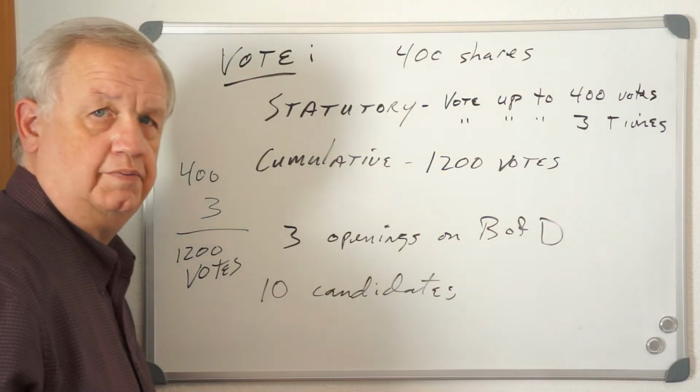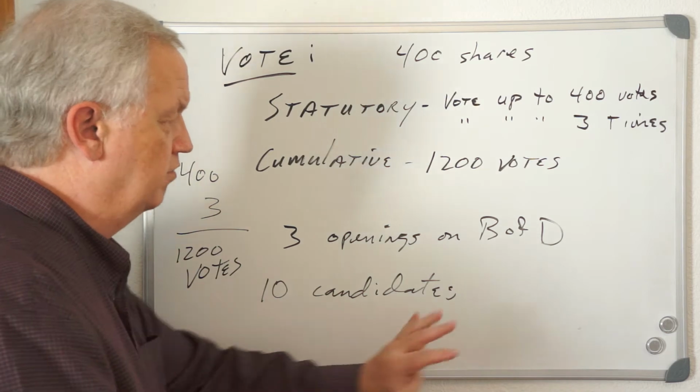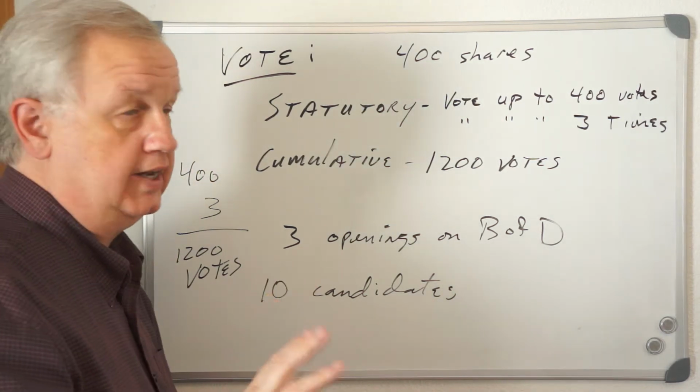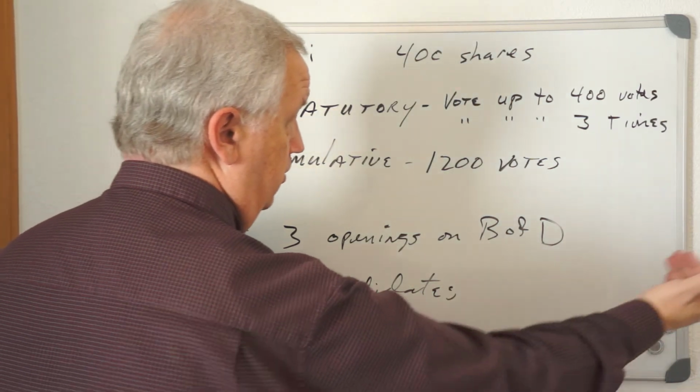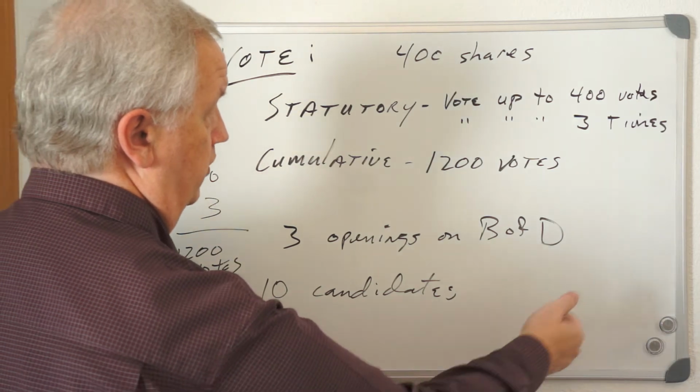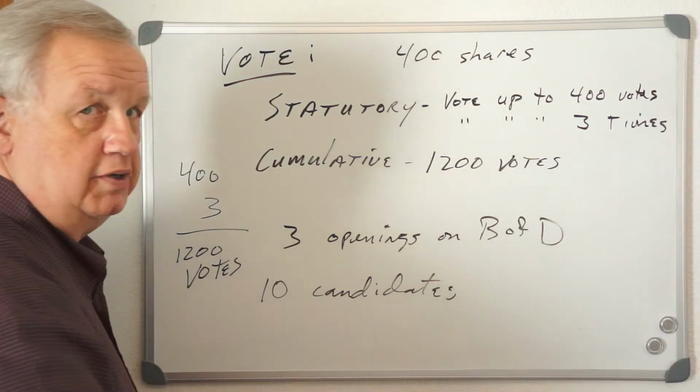Any way you want. You want it all for one candidate? That's fine. You want it spread over 4 candidates? You can do 300, 300, 300, 300. You can do 1,000, 100, and 100. However you want to do it.